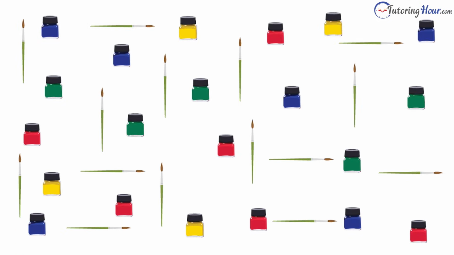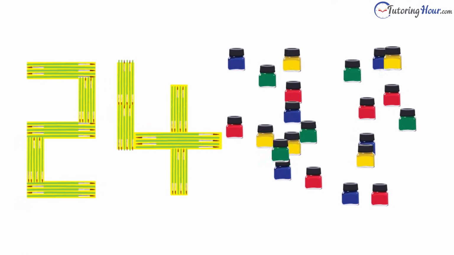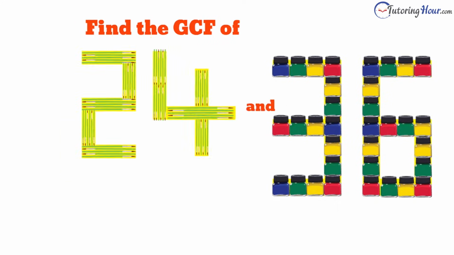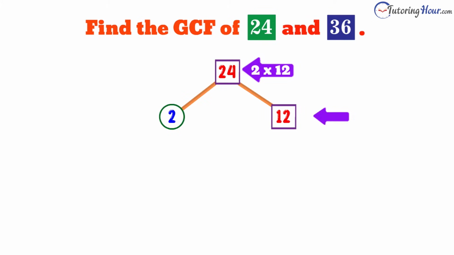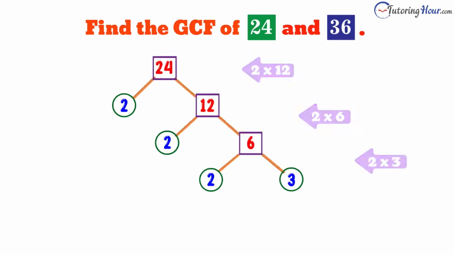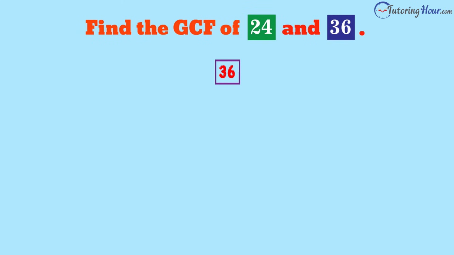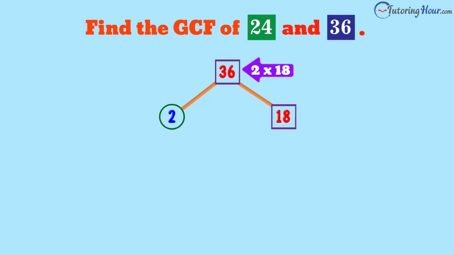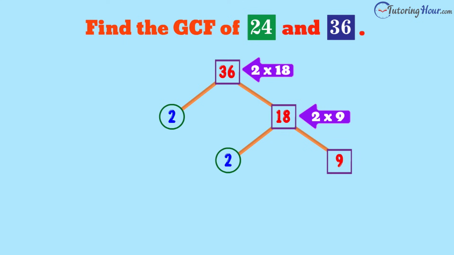Irene has 24 paintbrushes and 36 paint bottles, so we need to find the GCF of 24 and 36. 24 branches as 2 times 12. 12 branches, 2 times 6. 6 can be split as 2 times 3. We'll find the prime factors of 36 as well. 36 can be written as 2 times 18, and 18 can be split as 2 times 9. 9 can be branched as 3 times 3.